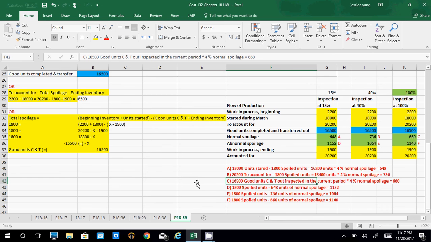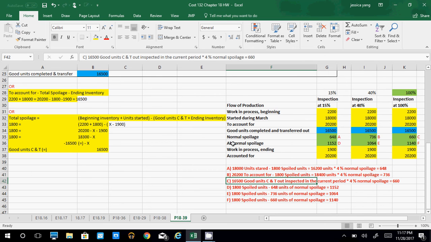Now to find my normal spoilage at the inspection point of 100%, I took my good units completed and transferred out, inspected in the current period, which is 16,500 units, and multiplied that by 4% normal spoilage, which is 660 units for normal spoilage at the 100% inspection.